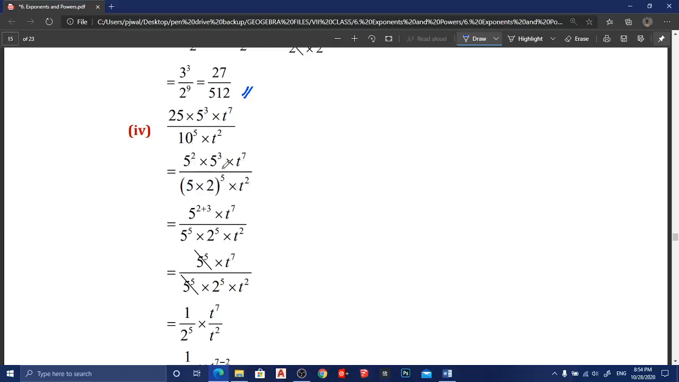So now you can add these two powers, because a to the power of m into a to the power of n is equal to a to the power of m plus n. So here it is 5 to the power of 2 plus 3 into t to the power of 7. By these two terms I am splitting, I am using this formula reversely: a b to the power of m you can write as a to the power of m into b to the power of m. So this is 5 to the power of 5 into 2 to the power of 5 into t to the power of 2.